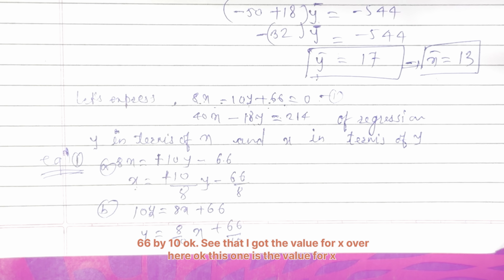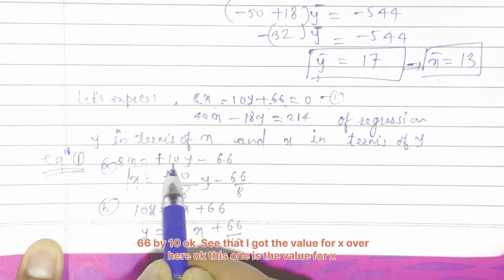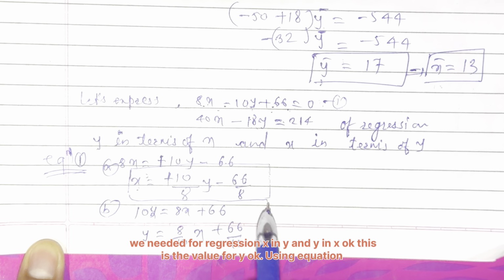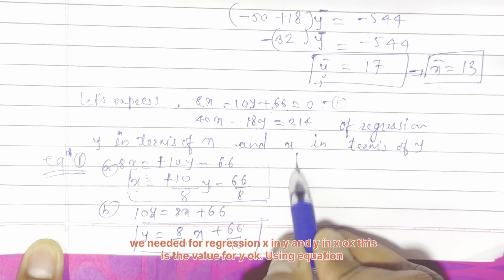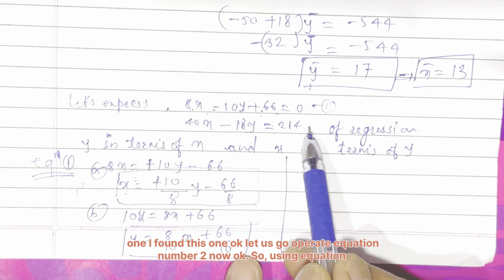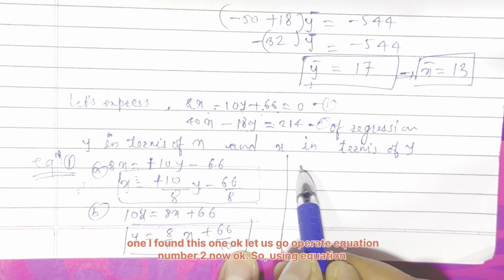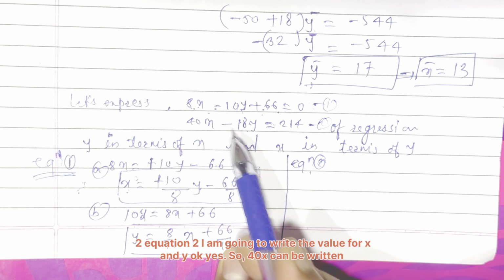Okay, see that I got the value for x over here. This one is the value for x we needed for regression x in y and y in x. This is the value for y. Using equation 1 I found this one. Let's now operate equation number 2. Using equation 2 I'm going to write the value for x and y.